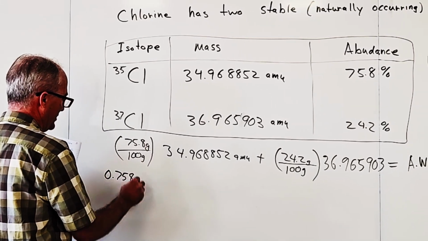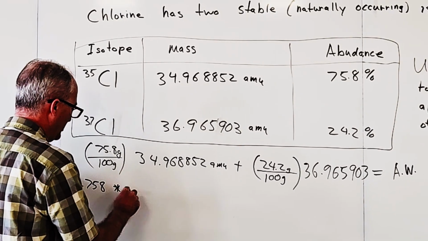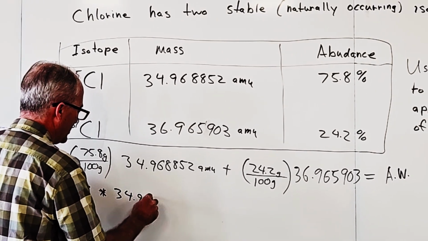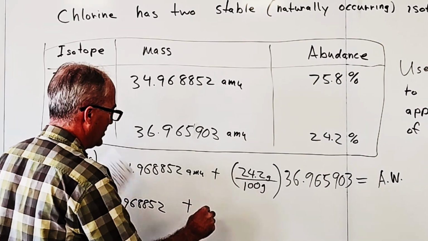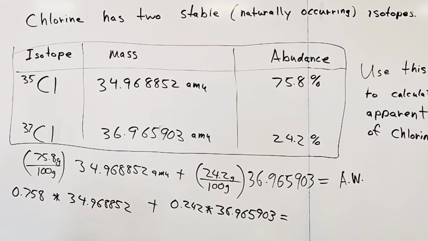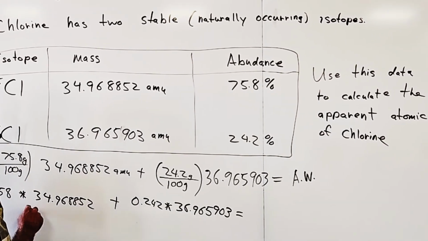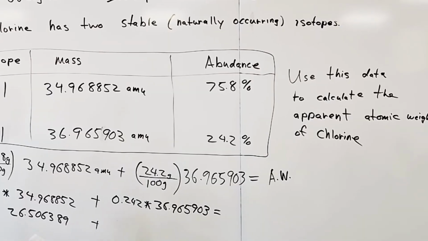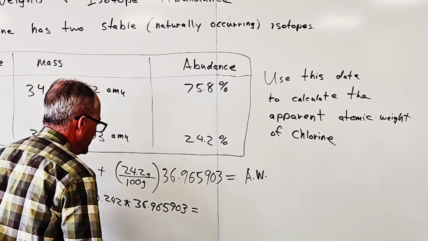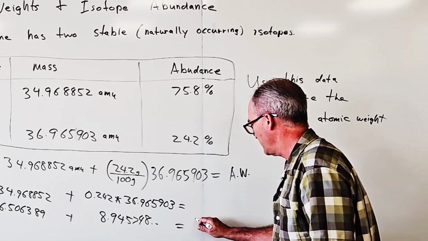But if you've done enough of these, you're just going to go 0.758 multiply 34.96885 and sum that with, and I wouldn't have to do this, but I went ahead and found 75.8% of 34.968852, and I went ahead and found 24% of 36.965903. I'm going to get busy and cut to the chase here.